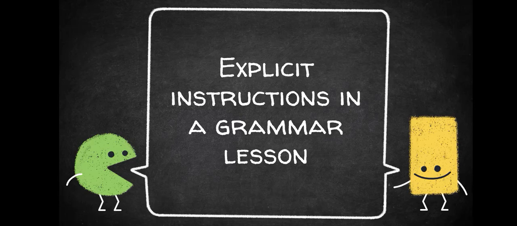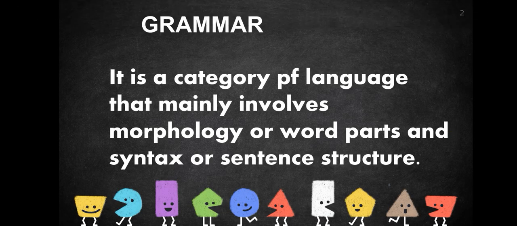Lesson. So there are two major instructional styles in teaching second language grammar. One is the one that I'll discuss to you, which is the explicit instruction in a grammar lesson. Speaking of grammar, it is a category of language that mainly involves morphology or word parts and syntax or sentence structure. So therefore, it is an important aspect and there are a few different ways of including it in our instruction.